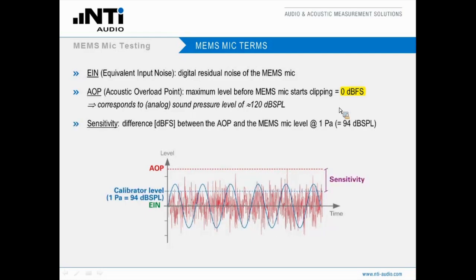And the third important parameter is the sensitivity of the microphone. And that is defined as the difference between the AOP and the level that would correspond to a 94 dB SPL sound pressure level. You see here the difference between these two levels, AOP minus the calibrator level. The calibrator level of 94 dB SPL is a typical standardized level that allows us to define this microphone sensitivity.